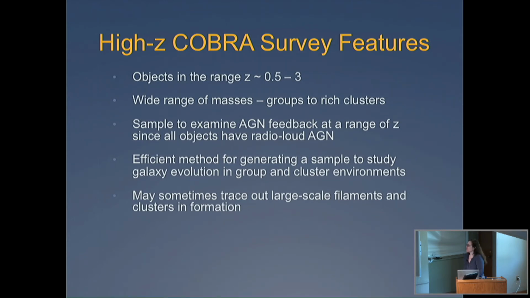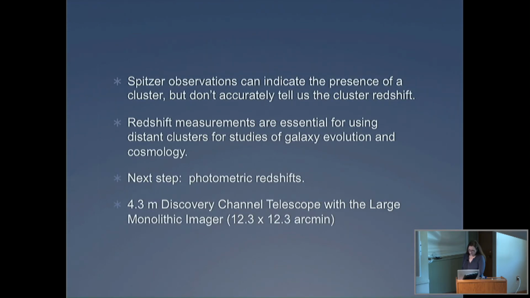Okay, so the high Z Cobra survey ranged 0.5 to 3, wide range of masses, groups to clusters. Again, by the nature of their selection, they all have AGN, so we can potentially look at AGN feedback at this wide range of redshifts. You're generating a sample to look at galaxy evolution over time in group and cluster environments. Maybe sometimes they're tracing out large-scale filaments, because sometimes you can get the bending from infalling gas along a filament and clusters in formation.